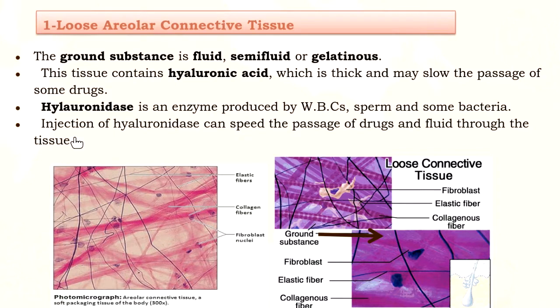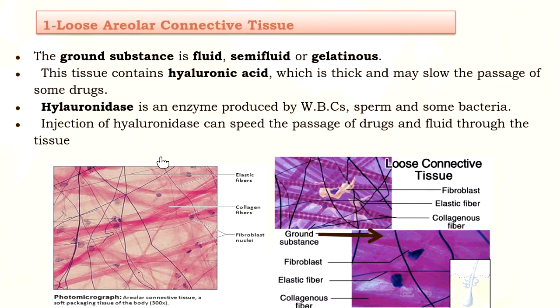See here, the first photomicrograph is showing you the elastic fibers, collagen fibers, and fibroblast. This is the loose connective tissue. You can see clearly the arrangement. Again, the ground substance, fibroblast, elastic fibers, and collagen fibers in the photomicrograph shown on the right hand side of your screen. This is clear, the arrangement of different substances and fibers.